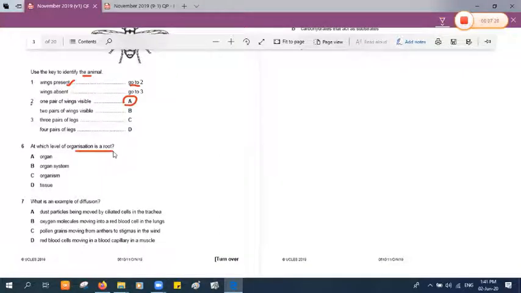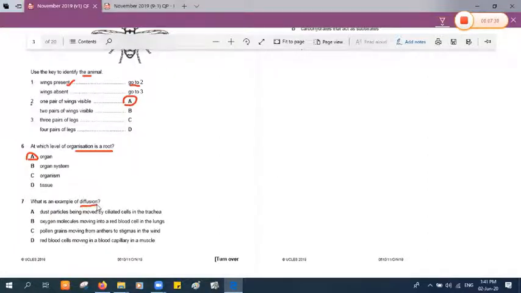Very, very easy. Root is the organ. Okay, please wake up, guys, and stay alert.